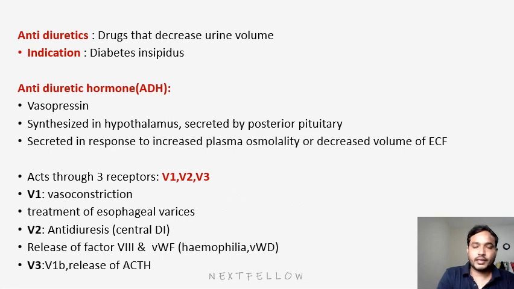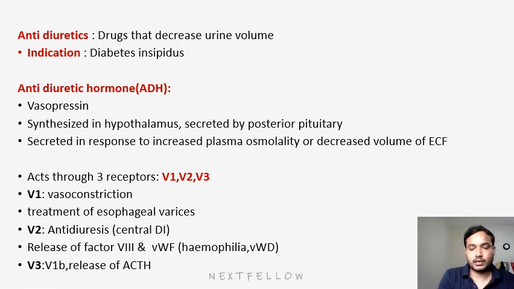So, what is anti-diuretics? By name itself, it is anti to diuretics. Diuretics will increase volume, so these drugs will decrease urinary volume. The main indication of this drug is diabetes insipidus, where the patient has uncontrolled urine, so they will have more volume of urine loss. In those patients, we will use anti-diuretic drugs.